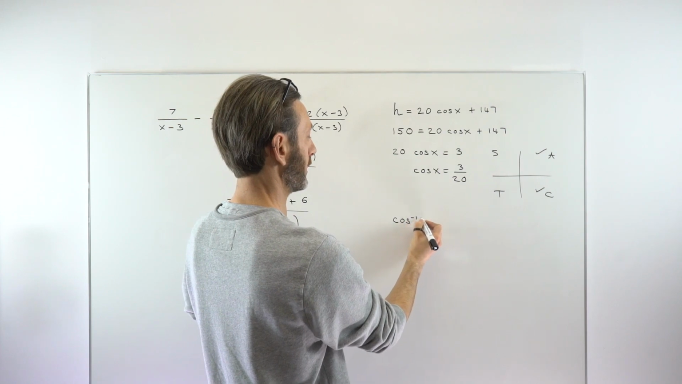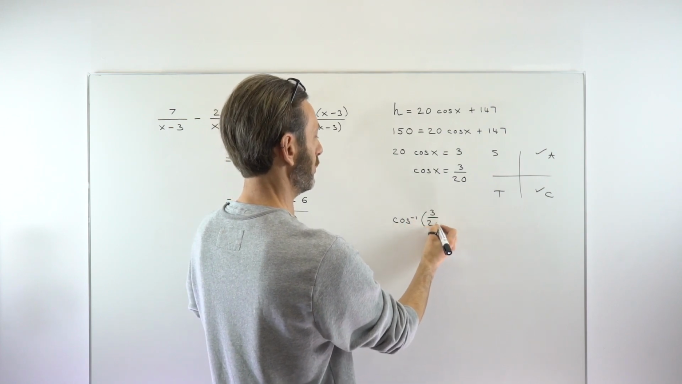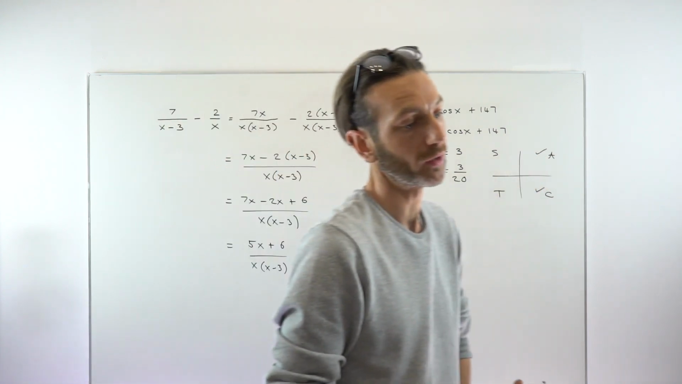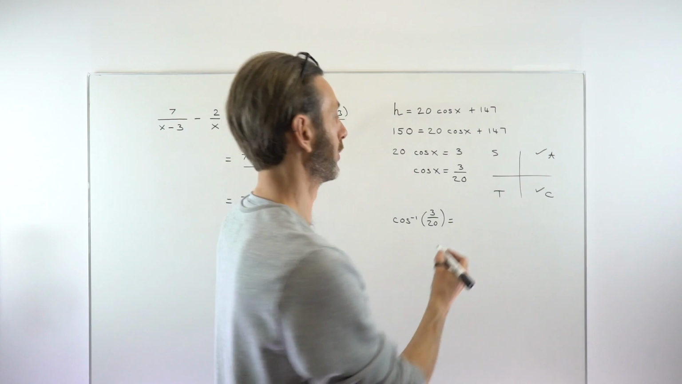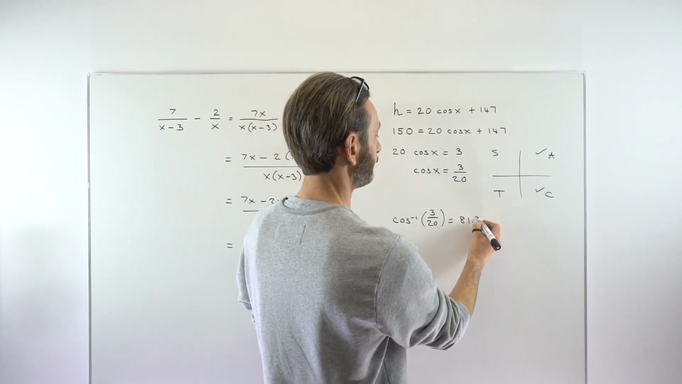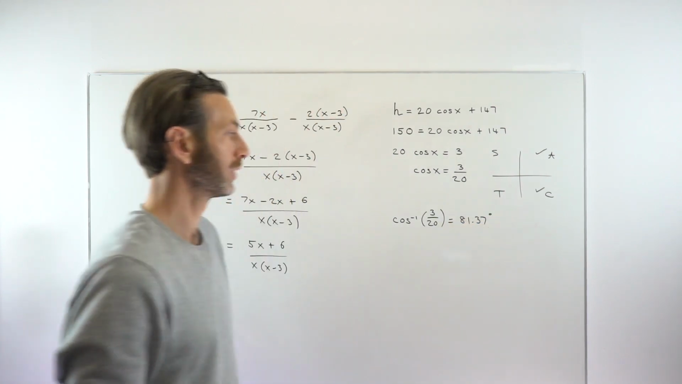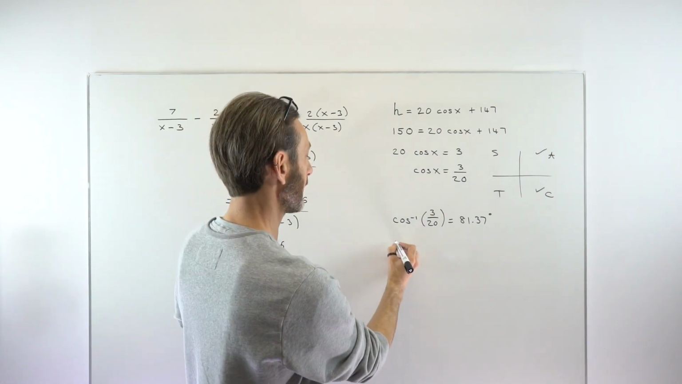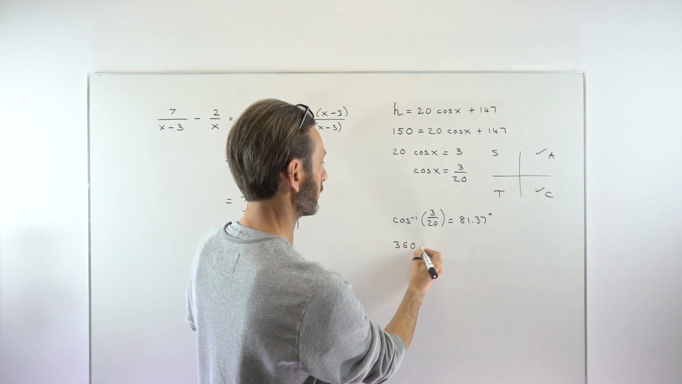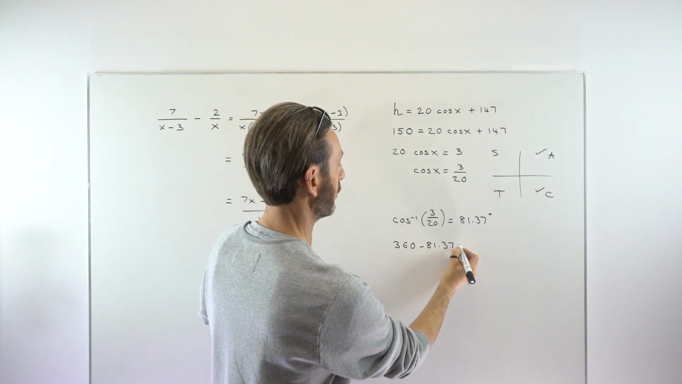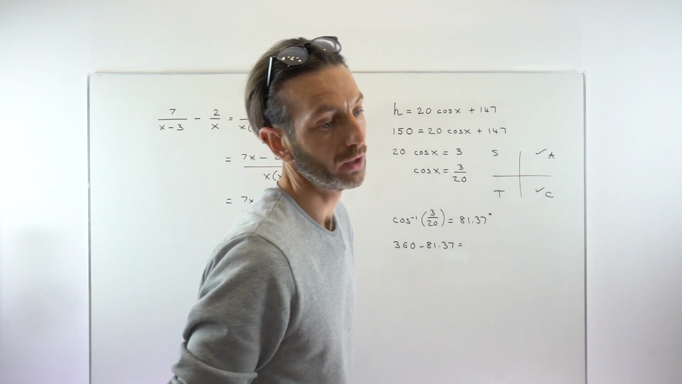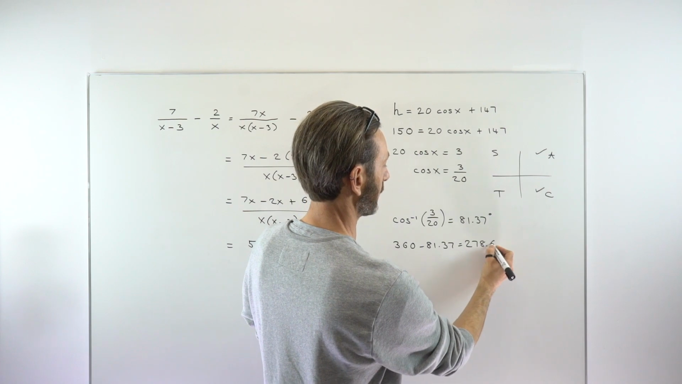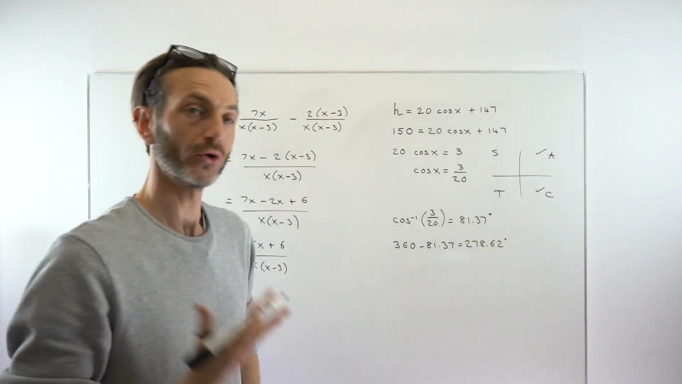So we're going to get cos inverse of 3 over 20, and that's going to give us the solution in quadrant A. So I did this one earlier, and that comes out to be 81.37 degrees. So later on we can assign that to x. I'm just going to leave that there for the time being. The second solution, the one in the fourth quadrant, is 360 minus 81.37, and that one came out to be 278.62 degrees. Those are our two solutions.